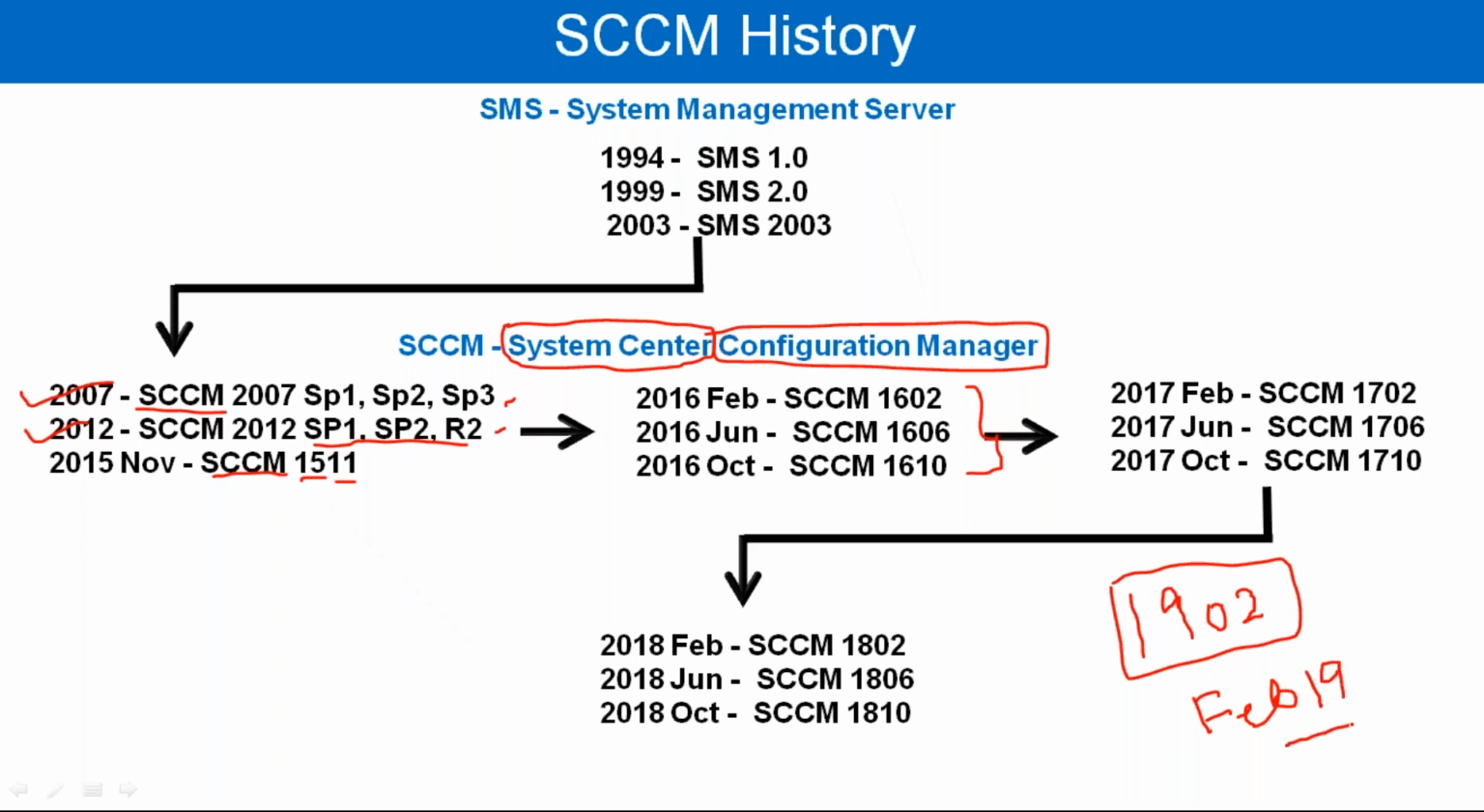This version is in technical preview. It is not yet in production, but it is already out. If you would like to test this, you can download it and do your testing. So these are the historical details. SCCM started in 1994, and the latest and greatest version of SCCM is 1909. So it's more than 20 years now, 24 years of SCCM so far.